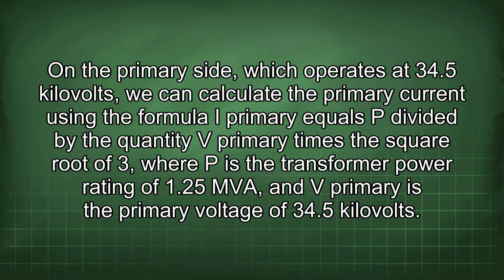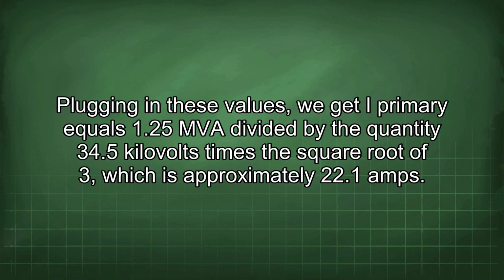formula I primary equals P divided by the quantity V primary times the square root of 3, where P is the transformer power rating of 1.25 MVA, and V primary is the primary voltage of 34.5 kV. Plugging in these values, we get I primary equals 1.25 MVA divided by the quantity 34.5 kV times the square root of 3, which is approximately 22.1 amps.